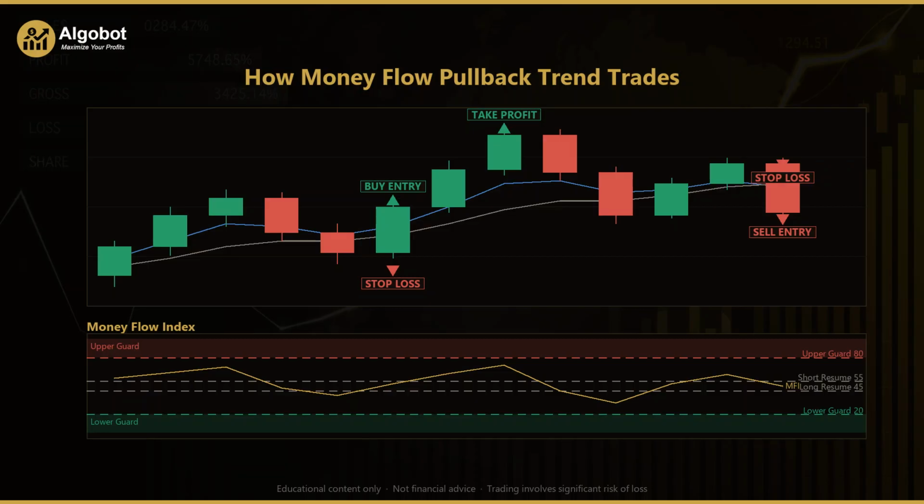That fade arrives on the next candle. A bearish bar closes back below the fast average, and the Money Flow Index rolls over and drops back down through the 55 line, telling us the counter-trend buying has run out of volume. The downtrend is intact, the money flow is fading, and the bar closes with the trend. That's where the sell entry marker appears.